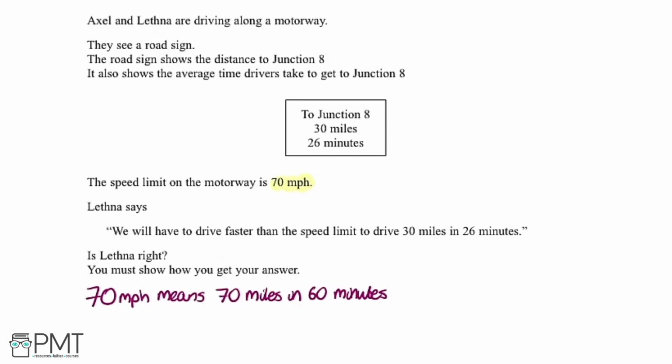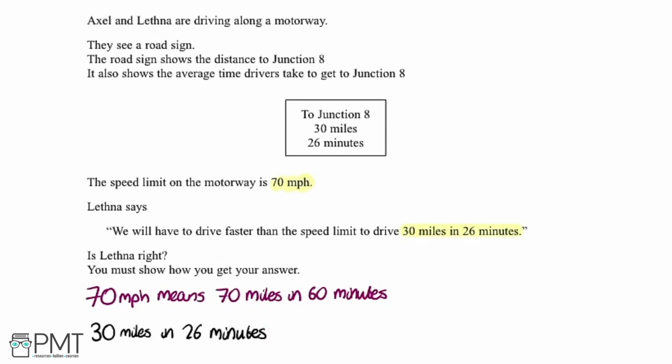So firstly, we're going to have a look at what 70 miles an hour means. 70 miles per hour means you can travel 70 miles in 60 minutes. So it's miles per hour, and an hour is 60 minutes. So you can travel 70 miles in 1 hour, so 70 miles in 60 minutes. Now using this, we can work out what speed 30 miles in 26 minutes represents.